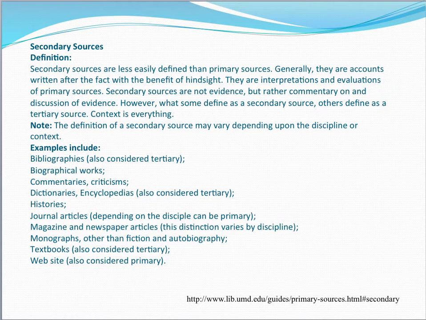Monograph, other than fiction, and autobiography. And autobiography, it's a primary source. Textbooks, they are also considered tertiary because they are using secondary sources of information. So in my opinion, again, I would consider textbooks tertiary. And websites. Well, it depends on the website. If you're building up your website with information that comes from another source, then I would consider that a secondary or even a tertiary source of information.